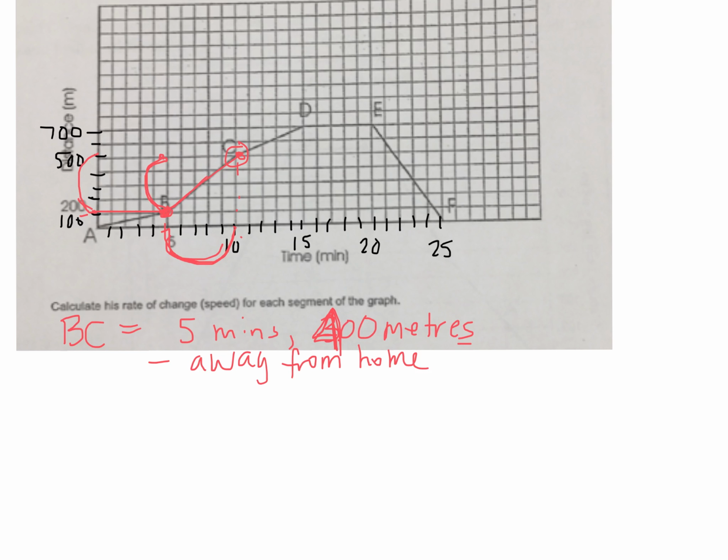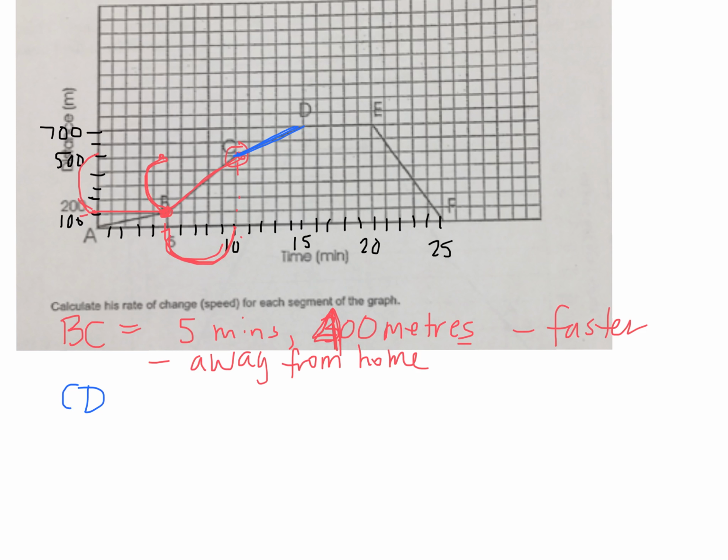And would you say that BC is steeper or less steep? So is he going faster or slower? So now he's done his warm-up, right? From A to B, he was warming up. Now he's starting to pick up the pace. He's going faster. Okay, we're looking at CD.